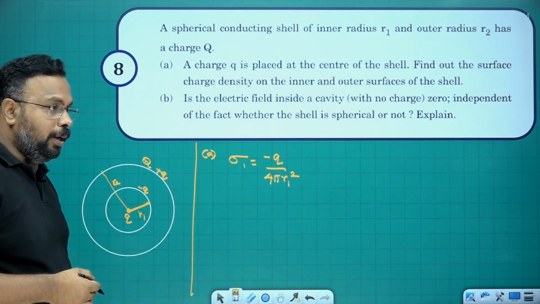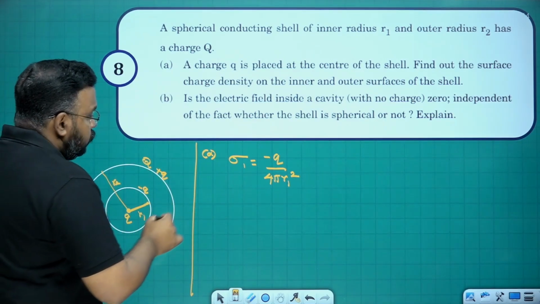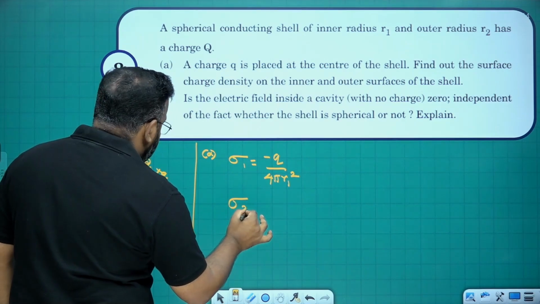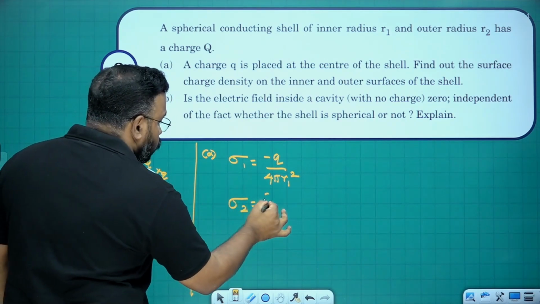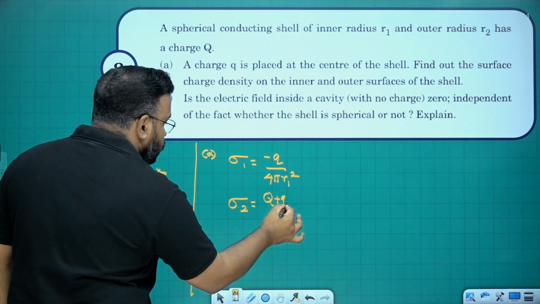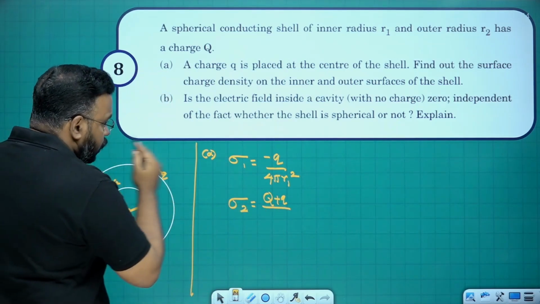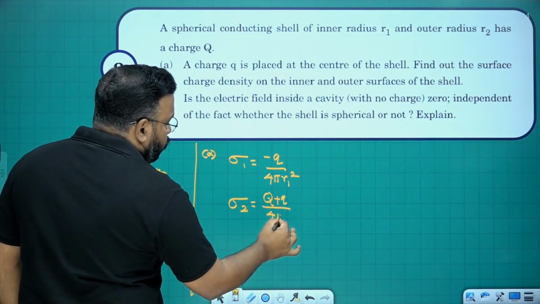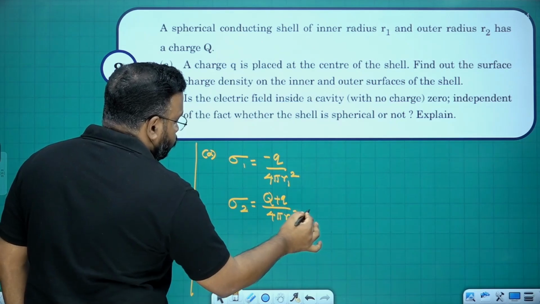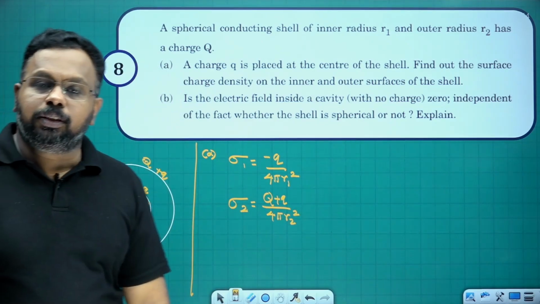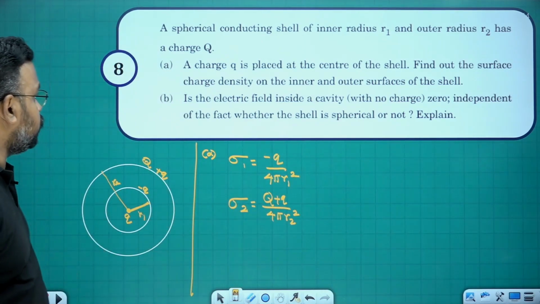There is not much calculation. Now, on the outer surface, if you take it as sigma 2, it will be what? Total charge is q plus q by its area. What is it? 4 pi r2 square. This is sigma 2. That's it. We got the answer for the first one.